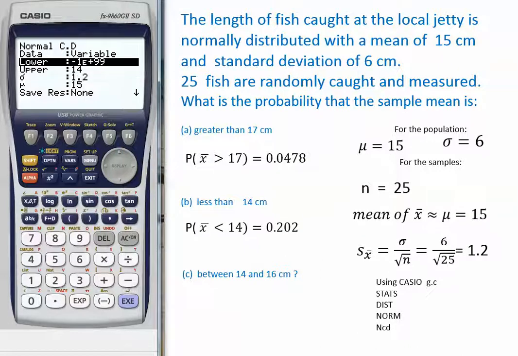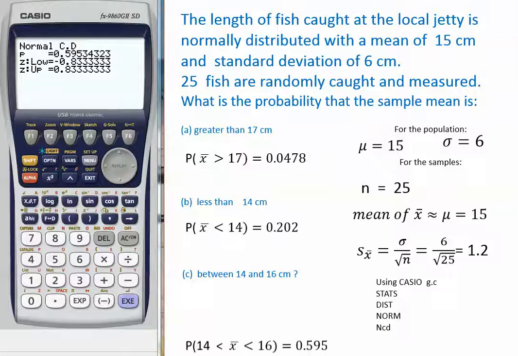And lastly, the probability that our sample mean is between 14 and 16. Putting in our correct values here now, the lower value for the sample mean is 14. The upper value for the sample mean is 16. Yes, same standard deviation and same mean. We find the answer here for the probability of the sample mean being between 14 and 16 as 0.595 to 3 significant figures.